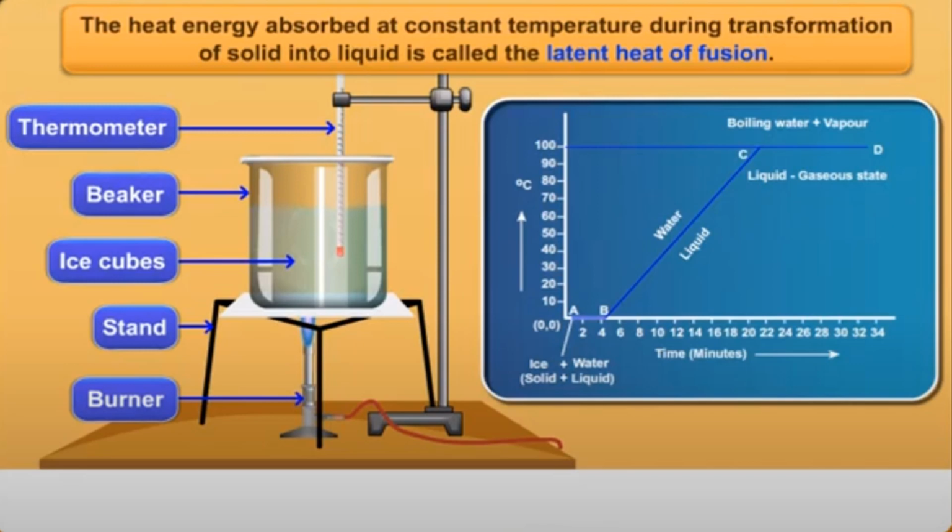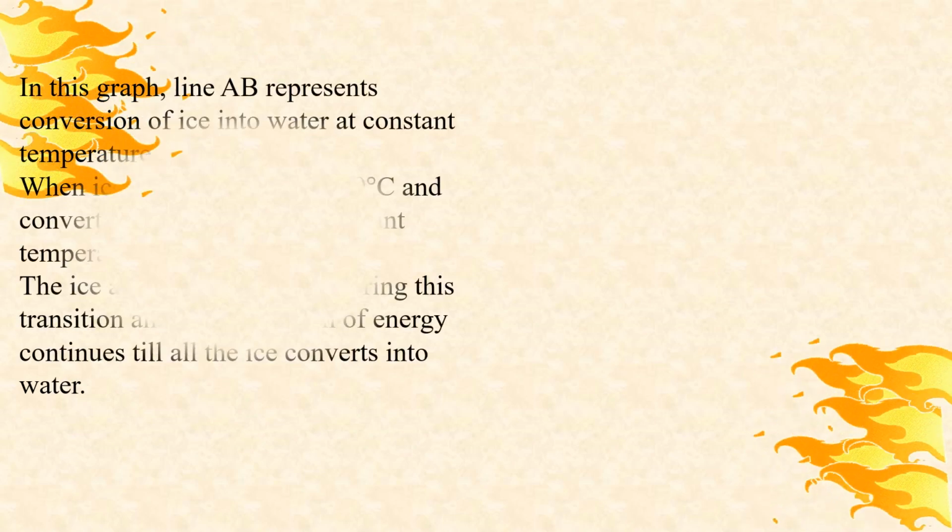Here you have to pay attention to the burner and the ice cube. When heat is created by the burner and it melts the ice, what is actually happening is the glass beaker is absorbing the heat, okay, and it is converting the ice into water. Now, the absorption of heat at a constant temperature during this transformation of solid into liquid is called latent heat of fusion. The transformation of solid ice cubes into liquid is called latent heat of fusion.